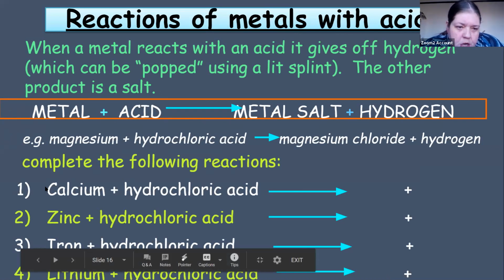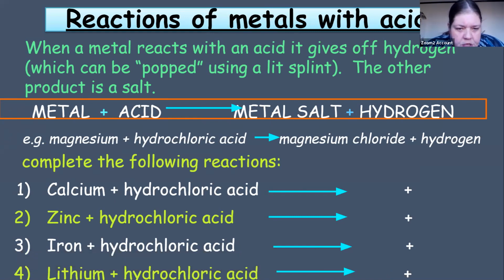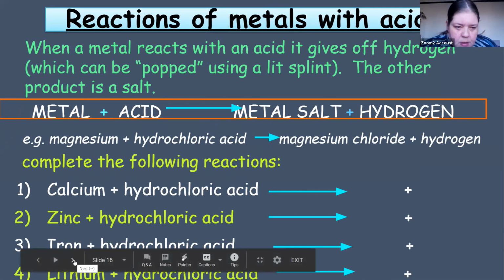So the first one, you should have got calcium plus hydrochloric acid produces calcium chloride plus hydrogen. And then zinc chloride plus hydrogen, because these were metals with acids. Well done if you got that, and well done to those of you who went away and corrected the water back to the hydrogen.